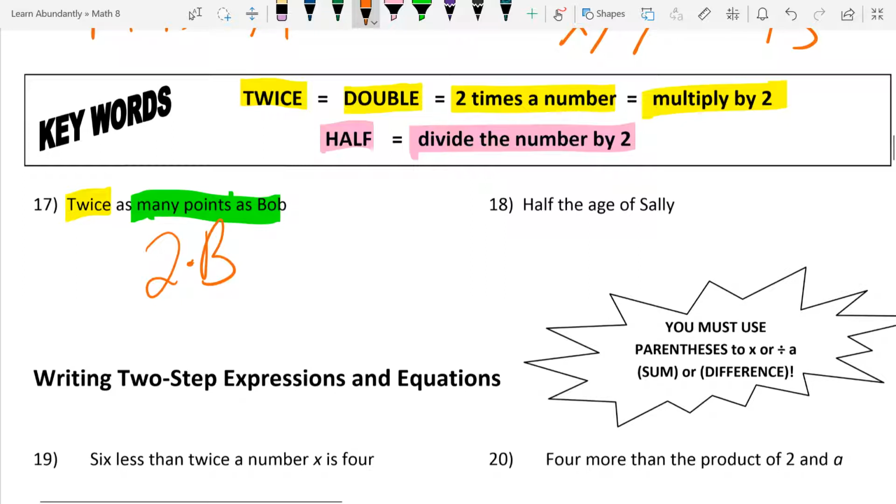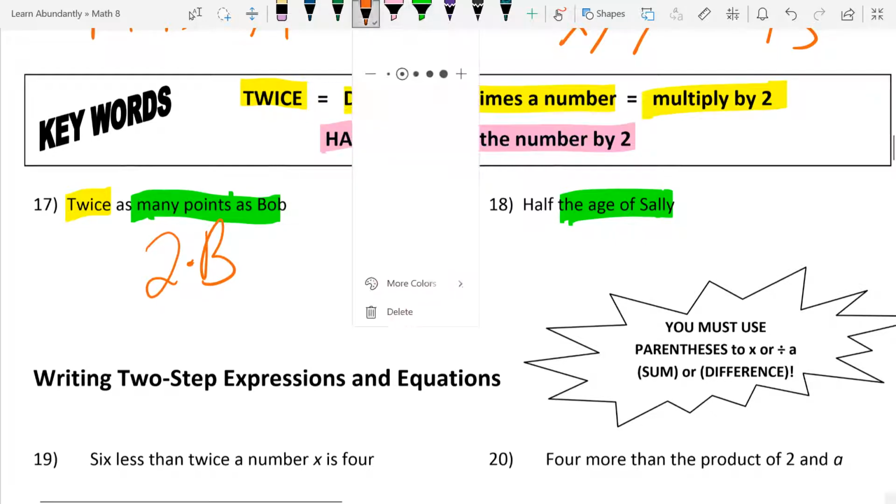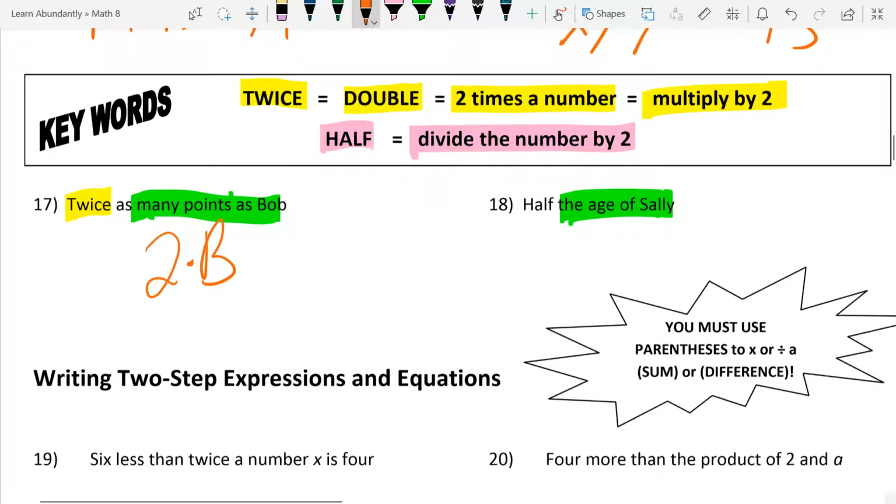Next, we have half the age of Sally. So the age of Sally, I'm going to put an X. I'm not going to use an S because my S's and my 5s look a lot alike, and I don't want to confuse whoever's reading it, like my teacher who might grade it wrong. If I use an S, they might misread it. So I'm going to put an X. And then the other word we have is half. So half means we divide it by 2. So I'm going to do X divided by 2. Notice that since I divided by 2, that went on the end. So I said half, but I needed to put that at the end. So that's just like what we looked at for than.